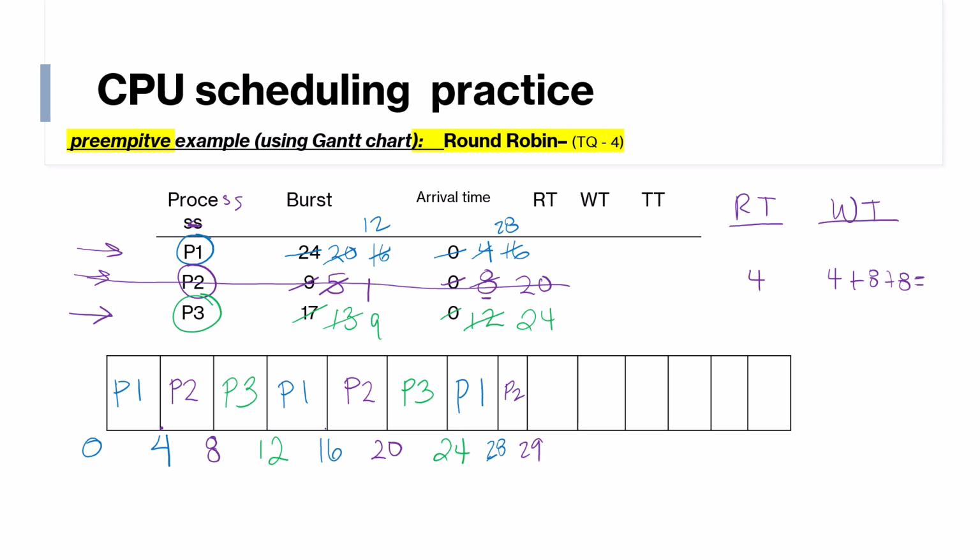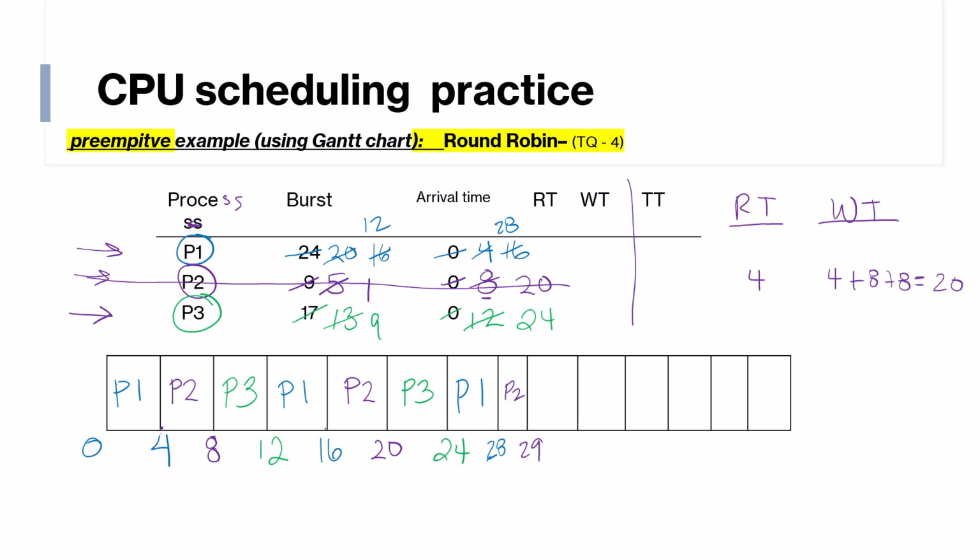P2 waited 4 time units here, then waited from 8 to 16, which is 8. And then waited from 20 to 28, which is 8. So that's 16, which equals 20. So that's going to be P2's wait time.